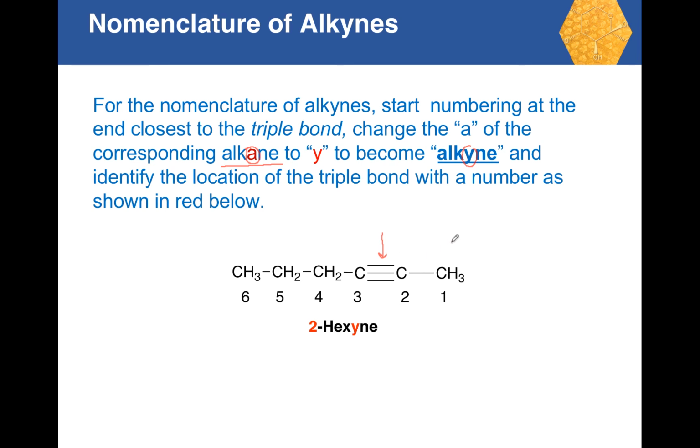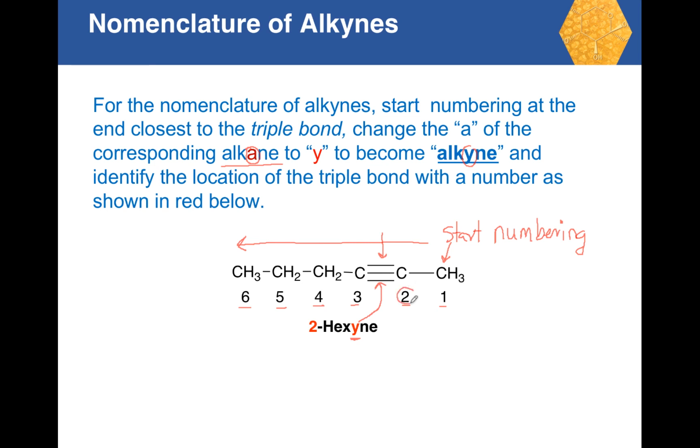Then you start numbering at the end closest to the triple bond and go in the direction of the triple bond. So this becomes 1, 2, 3, 4, 5, and 6. 6, as you know, corresponds to hexane. We change the A to Y, so here is the Y. This Y is indicating that there is an alkyne or a triple bond present in the molecule. To be more specific, it's a carbon-carbon triple bond in the molecule.